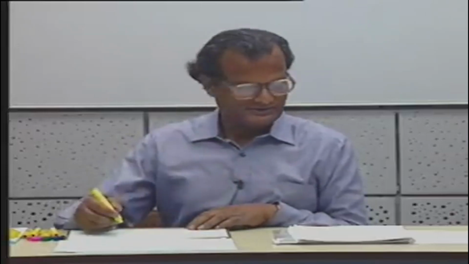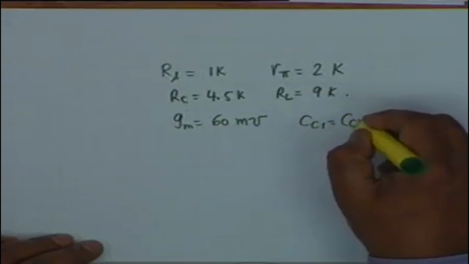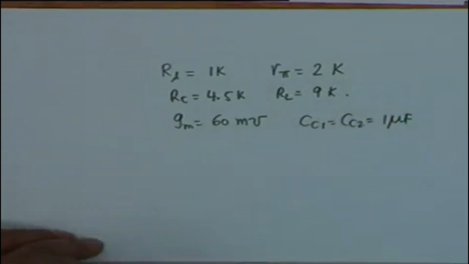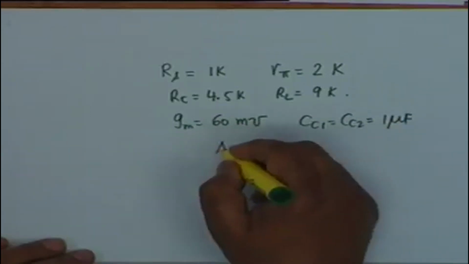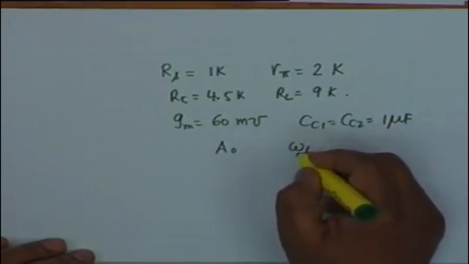What does this correspond to? What is I sub C? 1.5 milliampere. If GM is specified, then you know what is I sub C. If I sub C is specified, then you know what is GM. GM is 60 millimhos and CC1 and CC2 both are specified as 1 microfarad. You are required to find out A0, that is the mid band gain, and omega L.